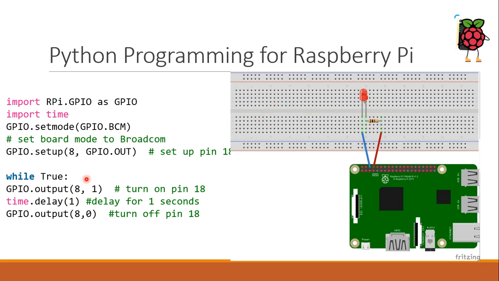After that I give a delay of 1 second. After 1 second I call the function again with 8 and 0. 8 and 0 means that for pin 8 we are passing the value 0, so the voltage will not be supplied at that time, and the LED automatically becomes off. So this is a small program I can use to do the LED blinking.